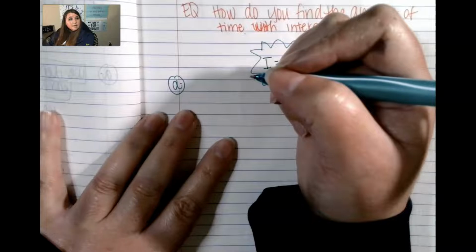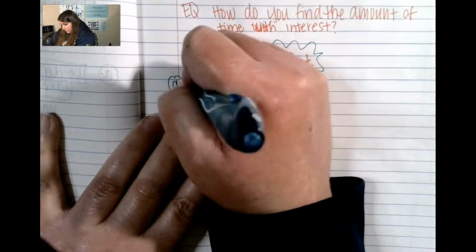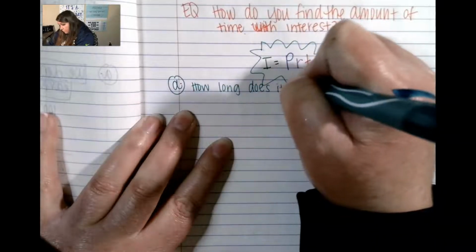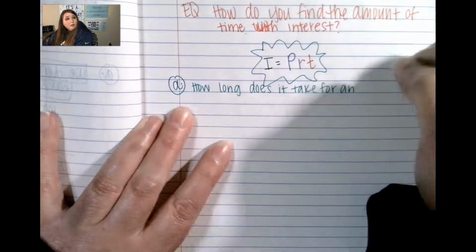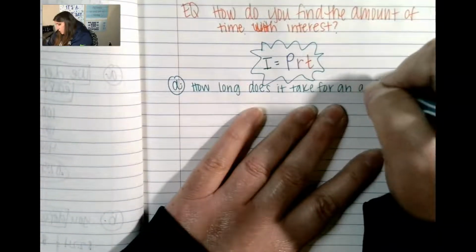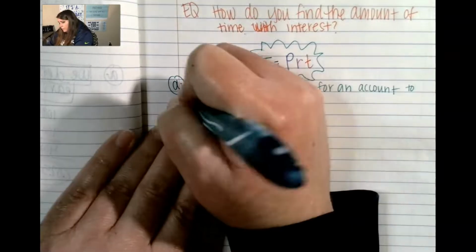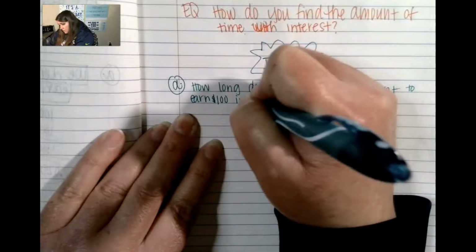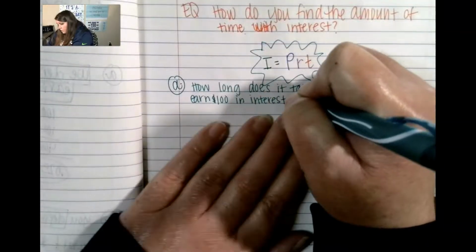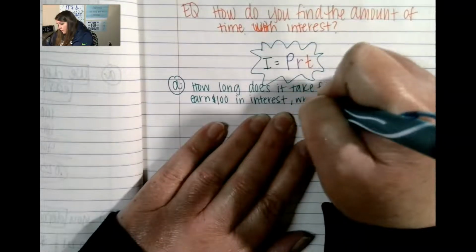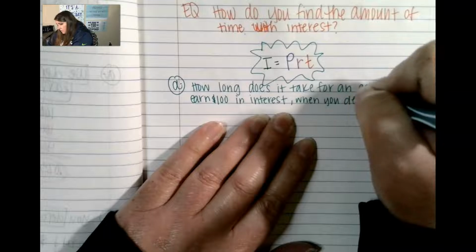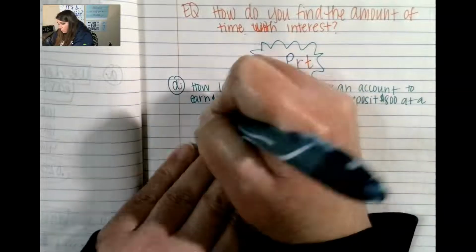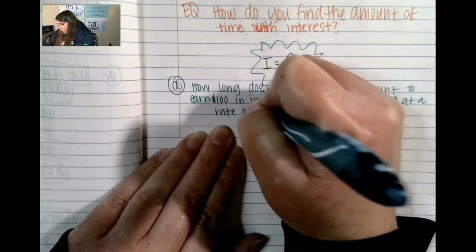How long does it take an account to earn $100 in interest when you deposit $800 at a rate of 2%.